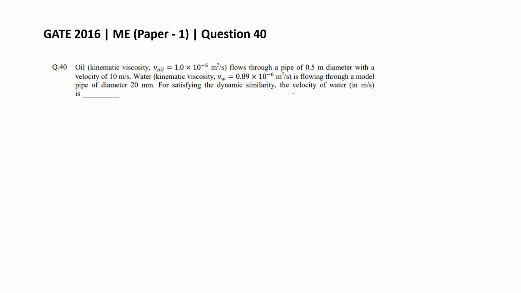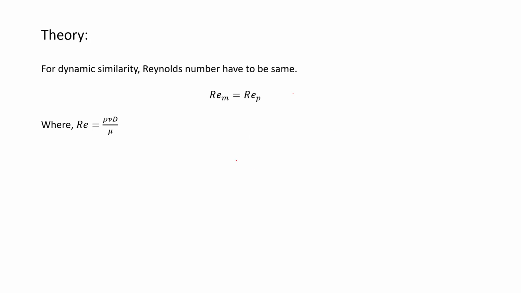The question is, oil with some kinematic viscosity flows through a pipe of 0.5 meter diameter with a velocity of 10 meter per second. Water, now having a different kinematic viscosity, is flowing through a model pipe of diameter 20 mm. For satisfying the dynamic similarity, the velocity of water is. So, as I just told you, for dynamic similarity, the Reynolds number has to be the same. So let's say here we have M, to equate the model with the prototype, and P here is the prototype.